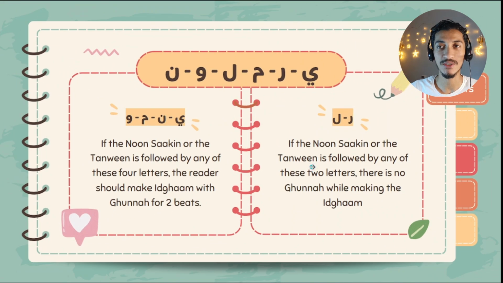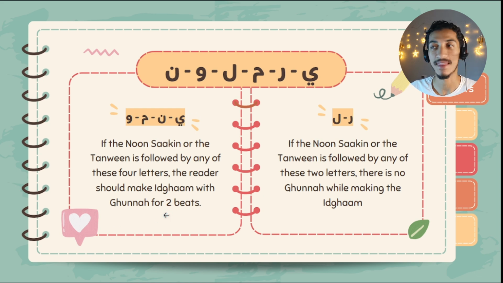Okay, and as we usually do, you have to know the letters for Idgham, and they are collected in the word yarmalun. They are ya, ra, mim, lam, waw, and noon. All of those letters are for Idgham, and they are divided into 2 subtypes: Idgham with Ghunnah and Idgham without Ghunnah. If we have Ra or Lam, they are for Idgham without Ghunnah. As you see here, if Noon Sakina or Tanween is followed by any of these 2 letters, there is no Ghunnah while making Idgham. And if there is one of these 4 letters, ya, noon, mim, waw, Idgham will have Ghunnah too. Ghunnah is the nasal sound, and here it will be for 2 beats.